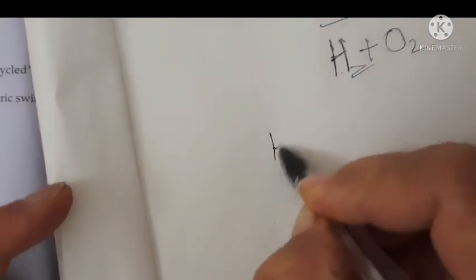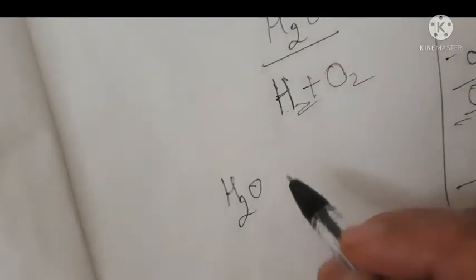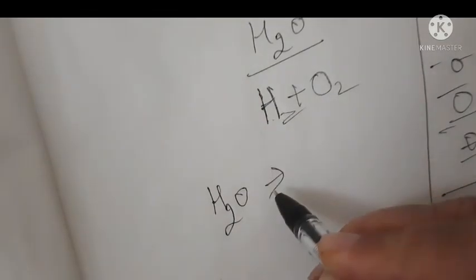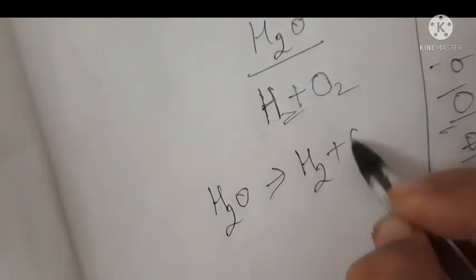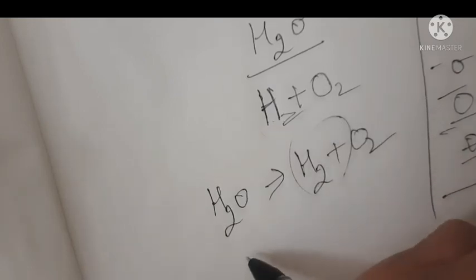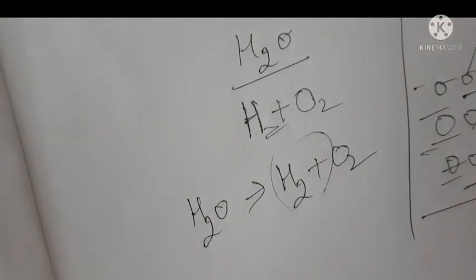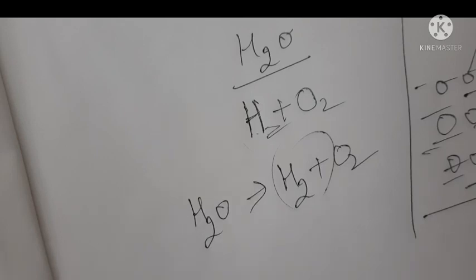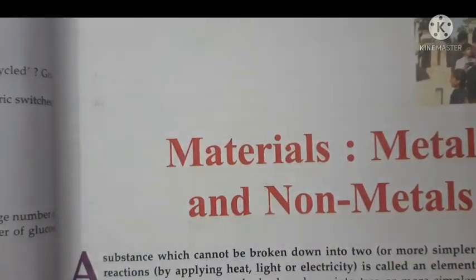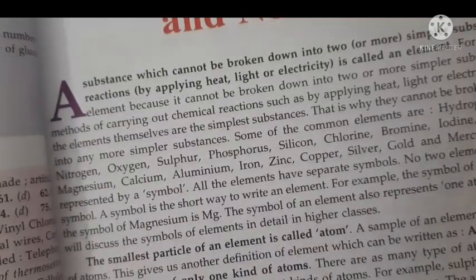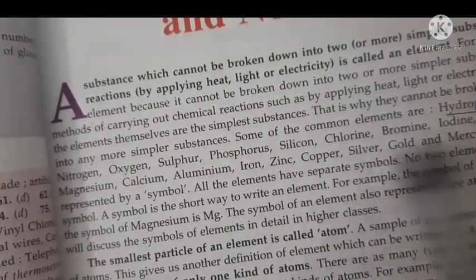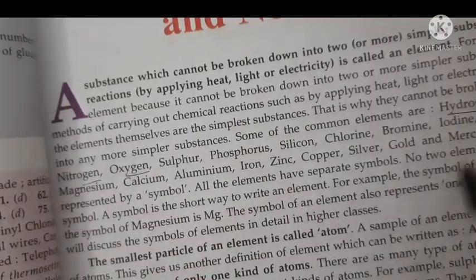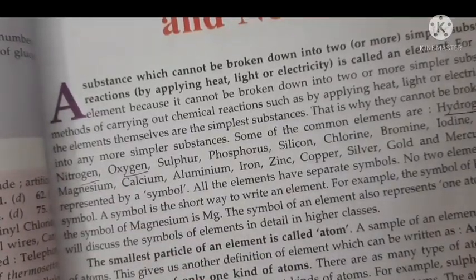So if this is water, which is made up of more than 1 element, it can be broken down into hydrogen plus oxygen, because water is made up of hydrogen and oxygen elements. It can be broken into these 2, but an element cannot be further broken down. These are some of the elements. You can underline hydrogen, helium, carbon, nitrogen, oxygen. You can underline till mercury.